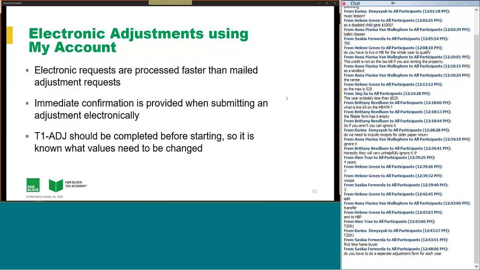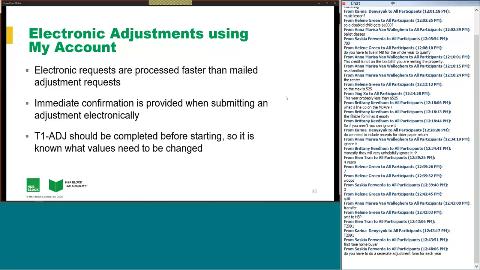Now, don't send an adjustment without everything you need because it's just going to slow things down. If the CRA sees your adjustment request and they're missing documentation, they're going to write a letter saying, send us the documentation. You have 30 days to reply. Then you're going to reply. Then they have to get around to reading it. It's going to delay things.